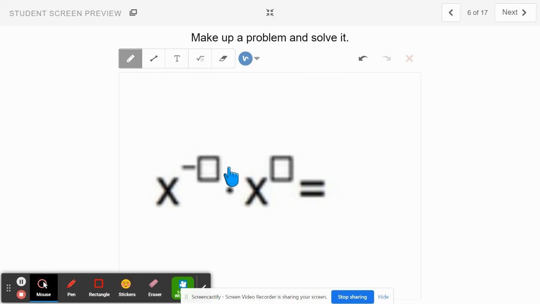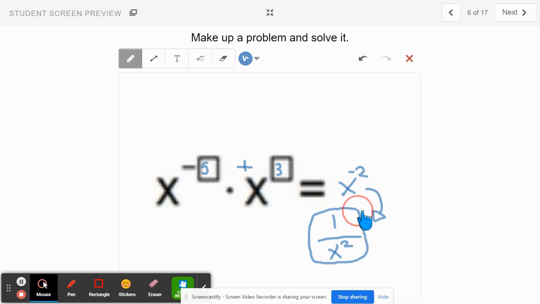What if I did it the opposite way? What if I put this as 5? And this is 3. Or 2, whatever it was. So negative 5 plus 3, that would be x to the negative 2. Remember, you're making up your own. Negative 2. But what does that equal? Remember, you don't leave anything negative. Has to flip sides. Has to flip sides. And what goes on the top? A 1. Okay. 1 over x to the second power.